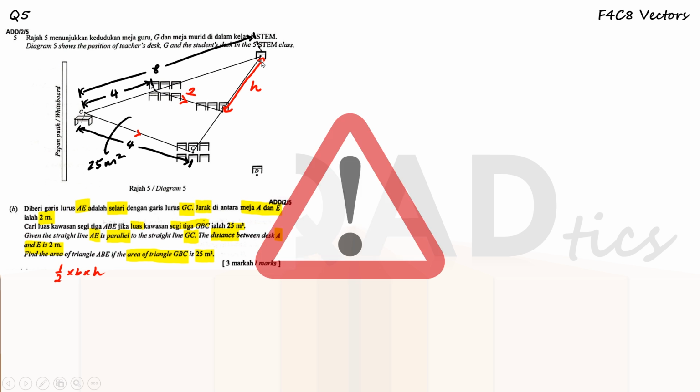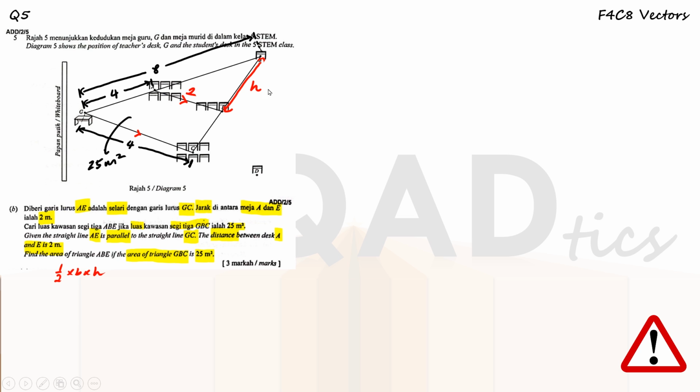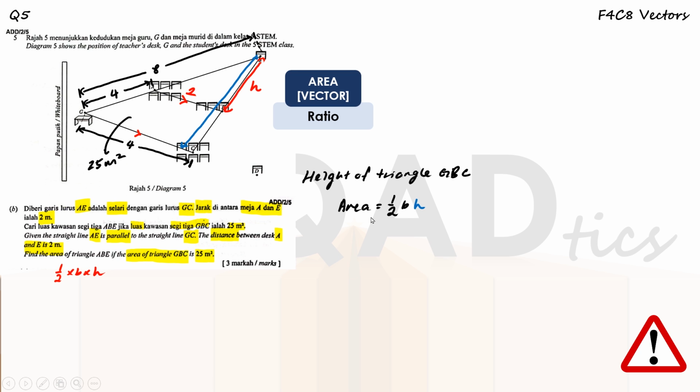Alright, so how can we find h? So actually we can use the ratio way. As you can see, for these two lines, both of them are parallel, and both of them are the base of their respective triangles, right? So if we know the big triangle's height, we can use the ratio to convert to the small triangle's height, right? Okay, so firstly, let's find the height of this big triangle first. So area equals 1/2 times base times height. So area is 25, base is 4, so h is 12.5 meters.